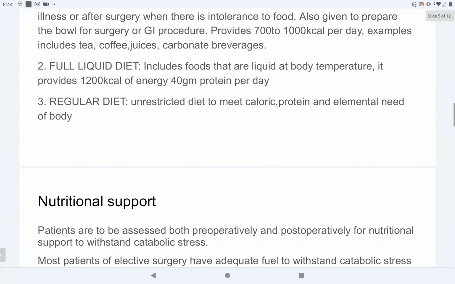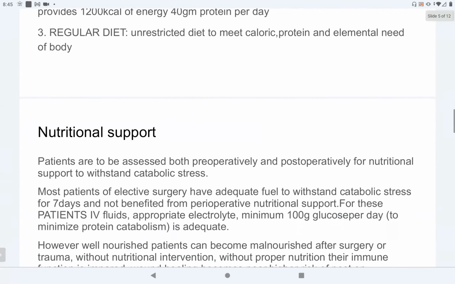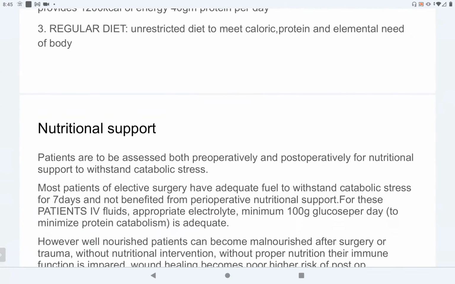Full liquid diet includes food that is liquid at body temperature. It provides 1200 kilocalories of energy with 40 grams of protein per day. Regular diet is an unrestricted diet to meet caloric, protein, and elemental needs of the body.